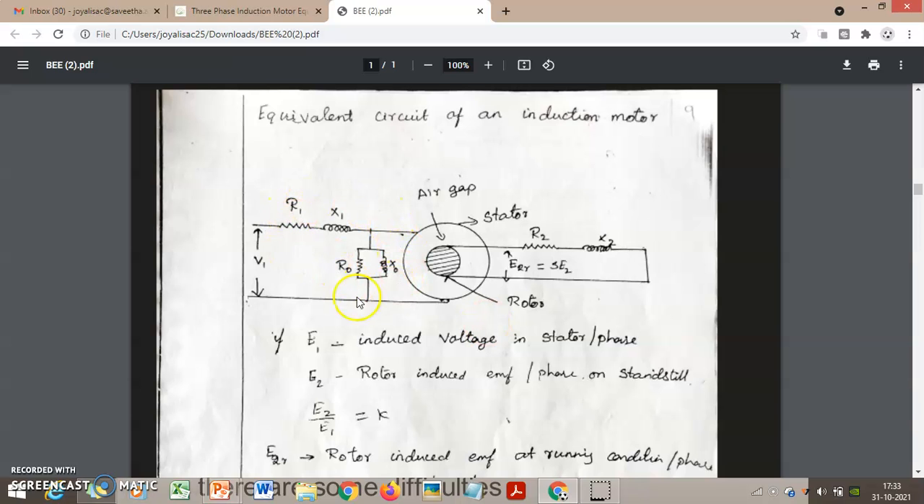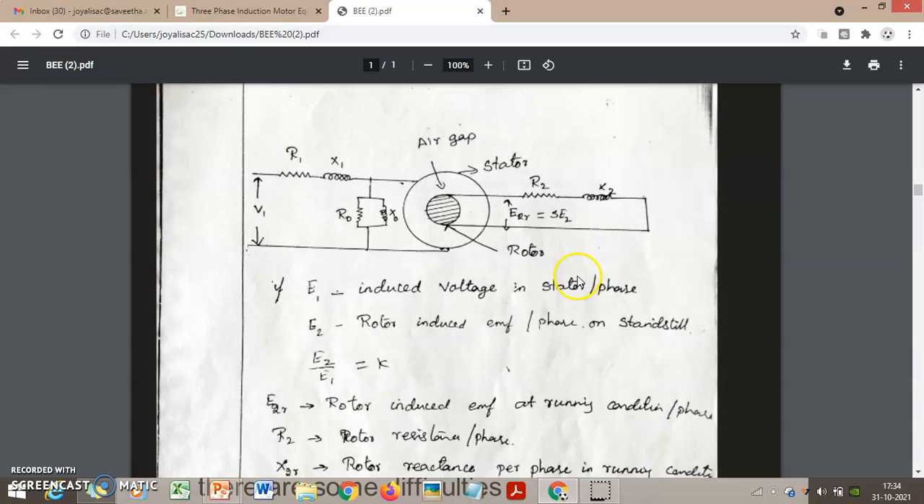On the stator side, V1 is the input, R1 is the resistance of the stator, X1 is the reactance of the stator, and R0 and X0 are the magnetizing components, that means the no-load components. When there is no load connected and the rotor is not rotating, it is R0 and X0, connected in parallel to the rotor. In the rotor we have only R2 and X2. After it starts running, X2 becomes S into X2, and E2 becomes S into E2. This is what is taken.